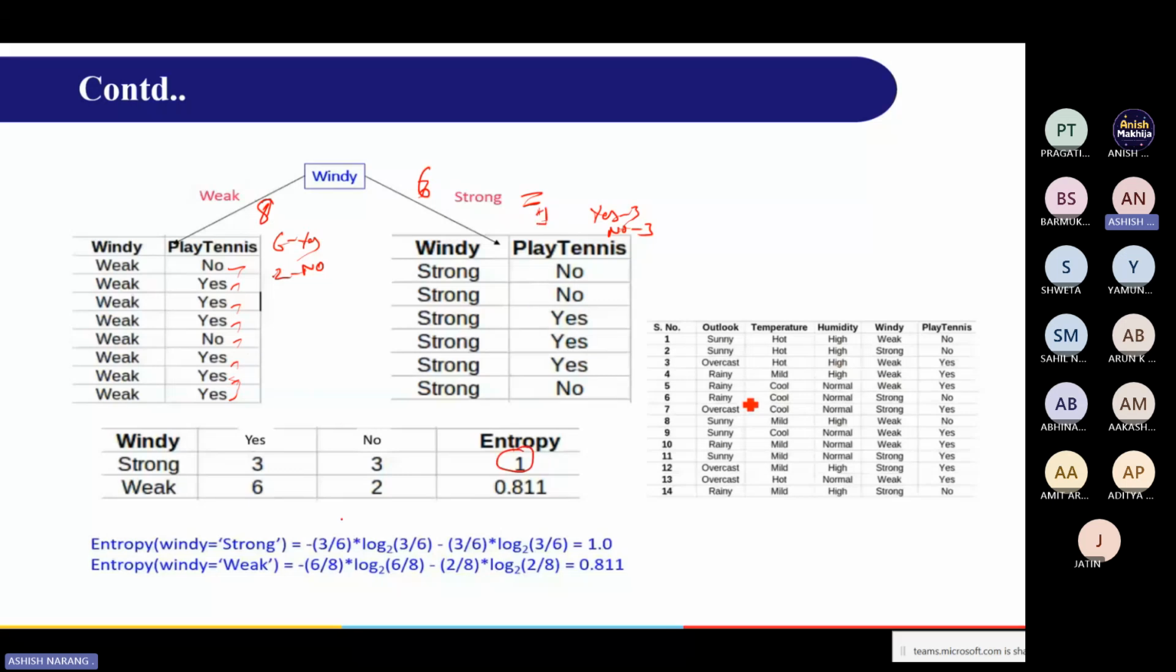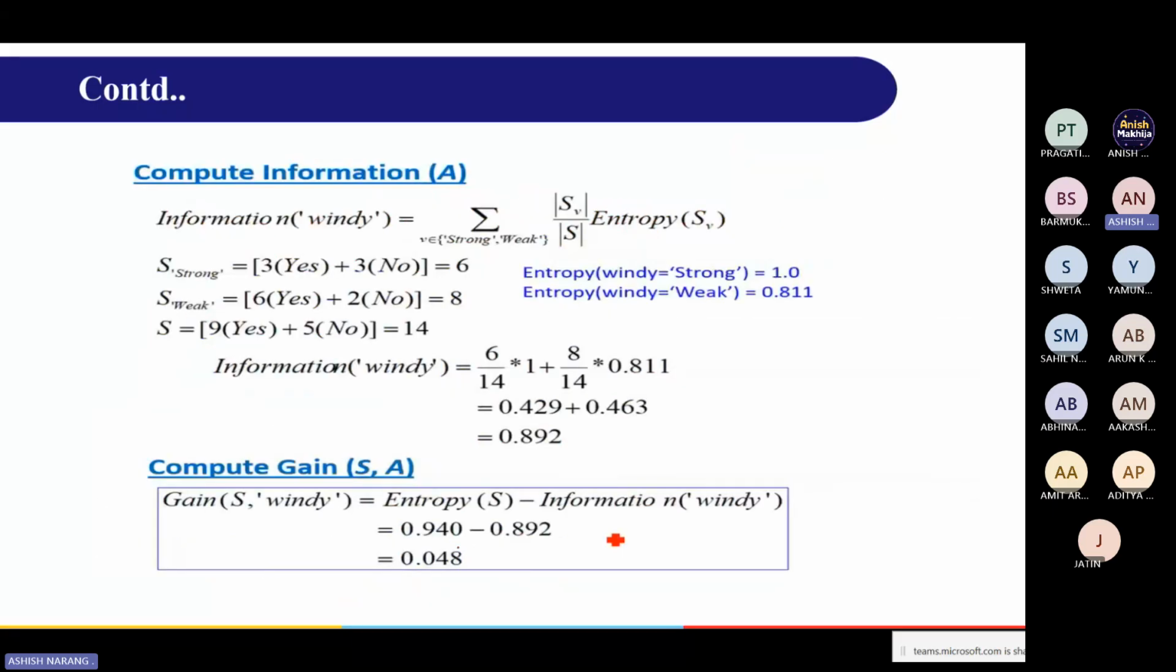If I calculate it the same way, 6 by 8 log of 6 by 8, 2 by 8 log of 2 by 8, I'm getting this. Now again, 8 by 14 into 0.811 plus 6 by 14 into 1. This is what the weighted thing will be. And we got 0.892 as entropy, and the information gain is very, very small.